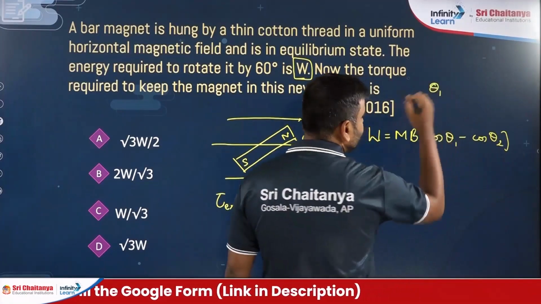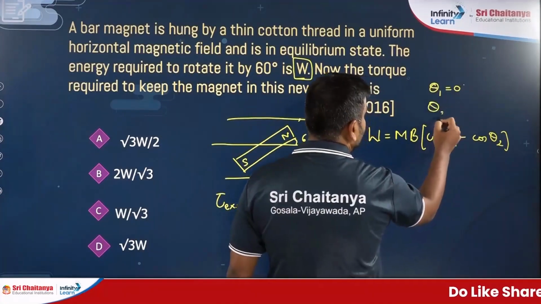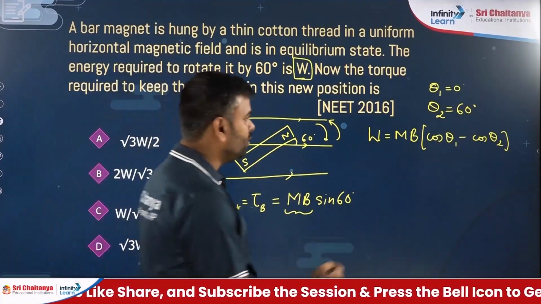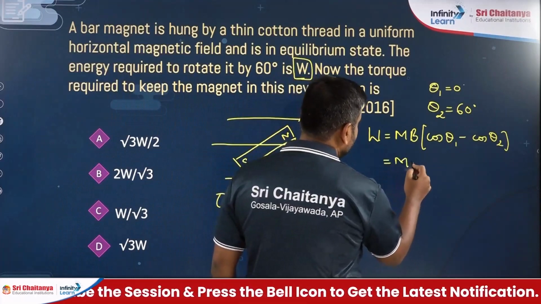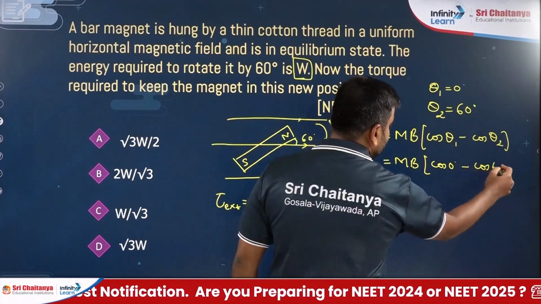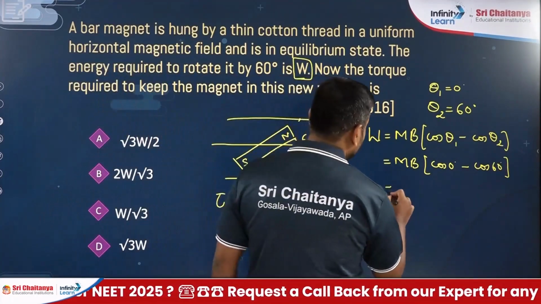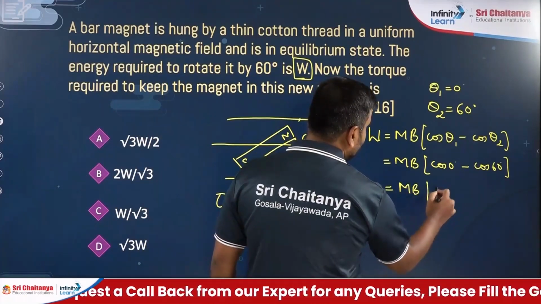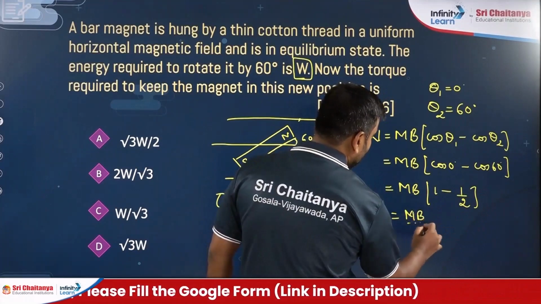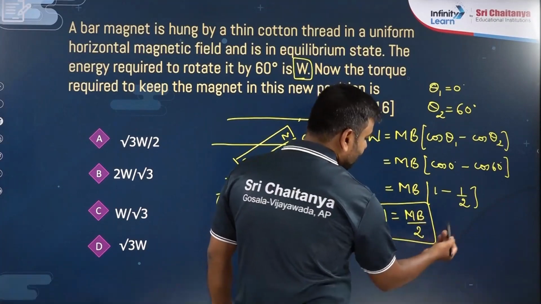Again, what is theta 1? Theta 1 is 0. What will be the theta 2 value? Theta 2 is 60 degrees. So let's substitute those values. We get MB (cos 0 degrees minus cos 60). Cos 60 is 1 by 2, and cos 0 is 1. So 1 minus 1 by 2 gives MB by 2. That is the work done, or the W value we are getting.